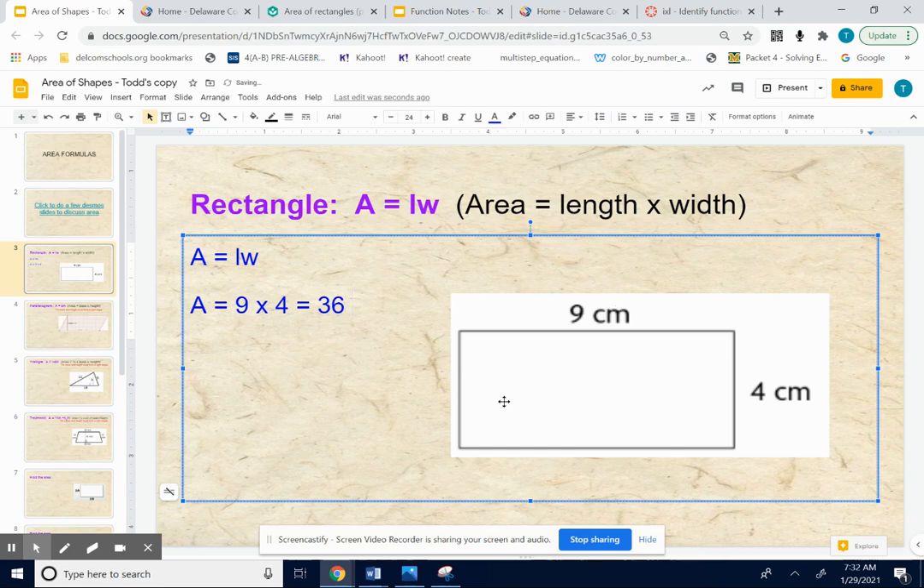Keep in mind, when you're finding area, you're finding the number of squares inside the shape. So we want to label it centimeters squared. That's what that little 2 means. We're looking at squares inside of it.